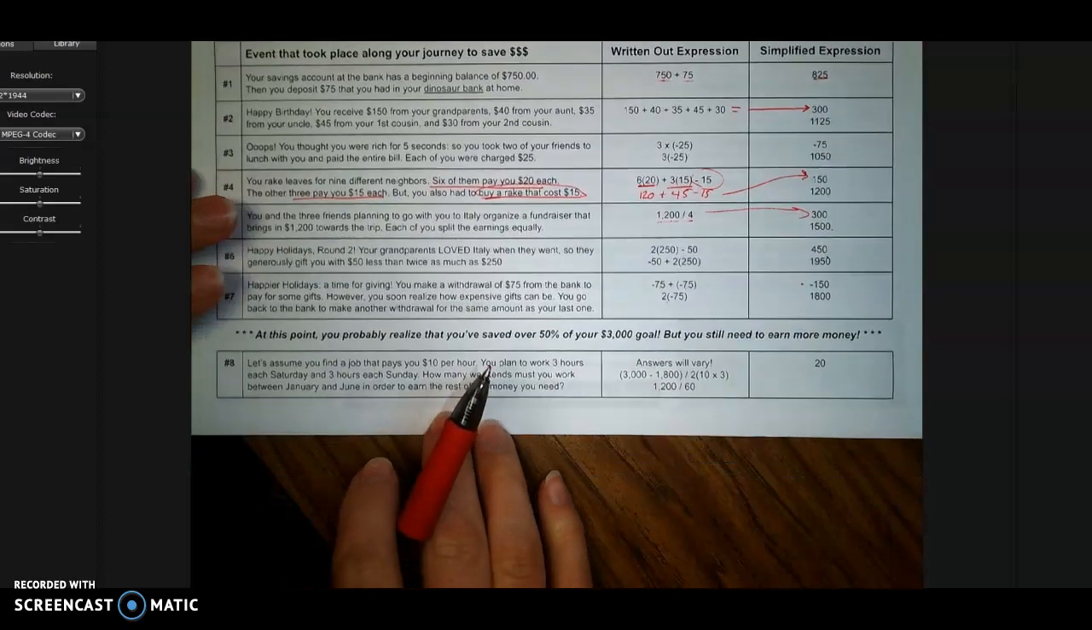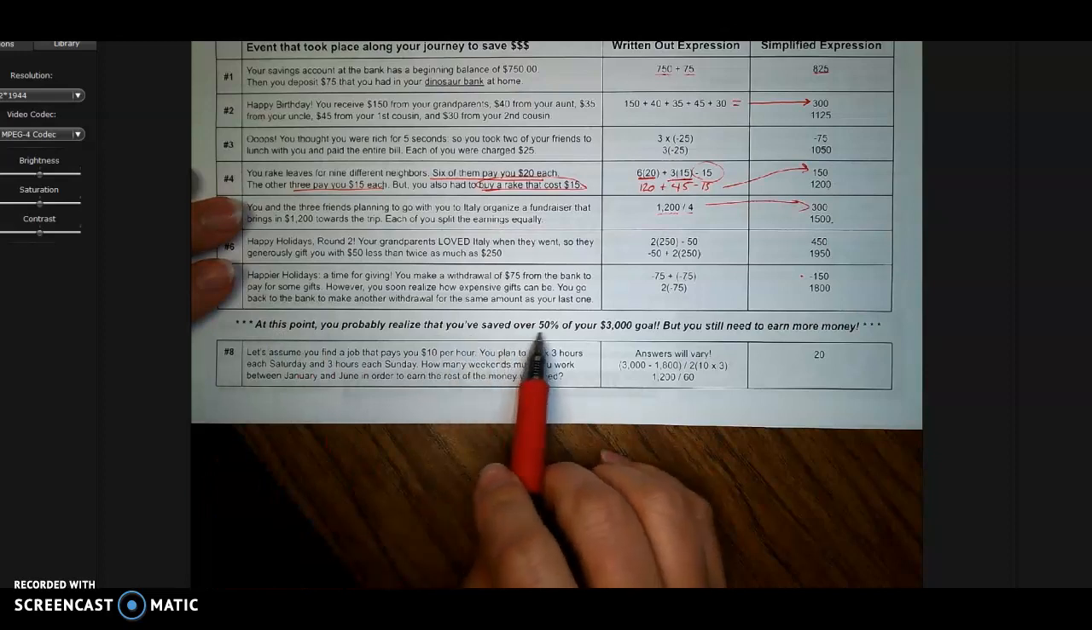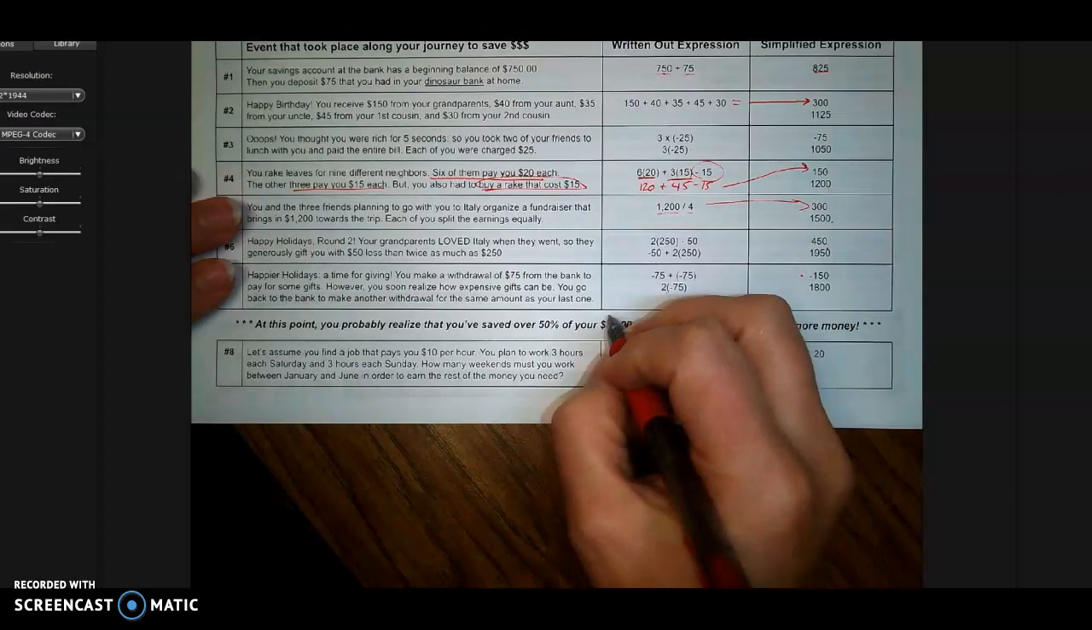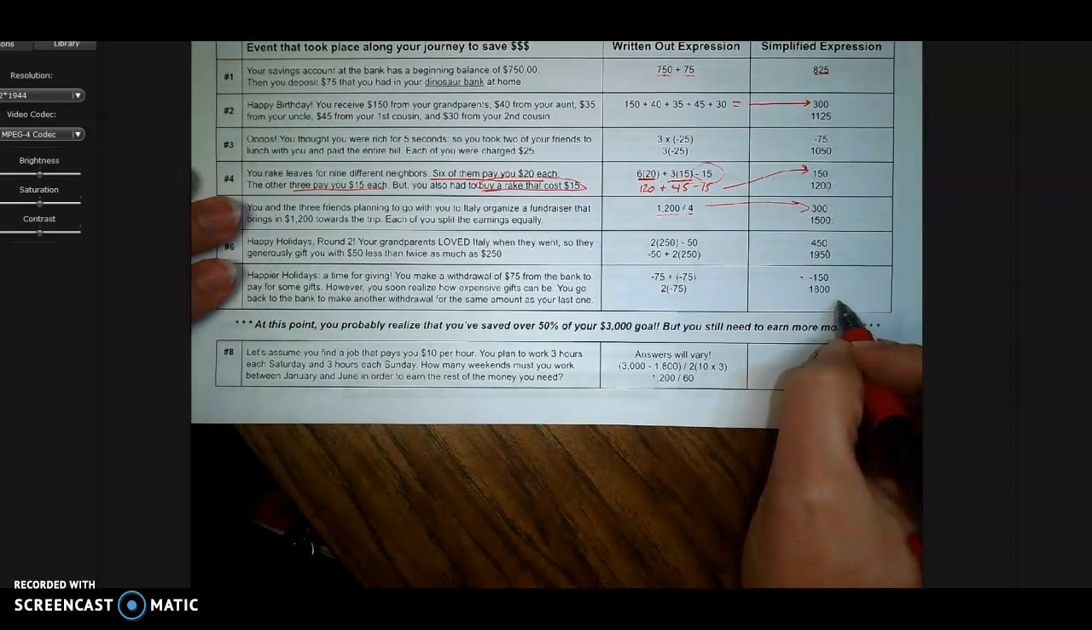It says, at this point, you probably realize you've earned over 50% of your $3,000 goal. Well, 50% of $3,000 is $1,500, and you've got $1,800, so you're definitely over that halfway point.